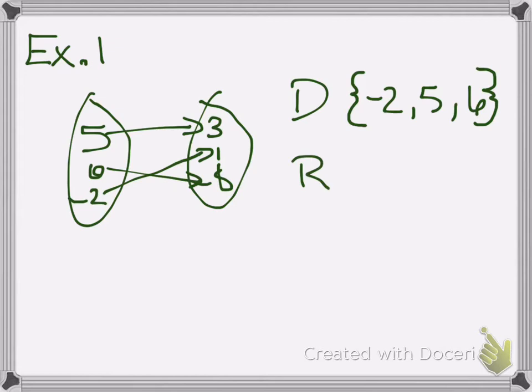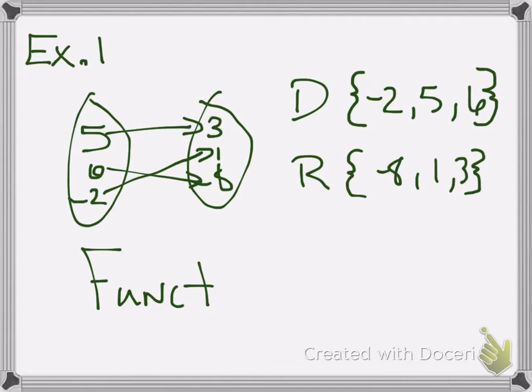Anyways, the range. Range is the set of all y's. What is that set? -8, 1, and 3. Notice again, I'm putting them in order, not necessarily what they're matched up to. If you notice here, there's only one line going from each domain element, so that means it is a function. If I had seen 2 lines coming from one of the domain elements, then that would not be a function.